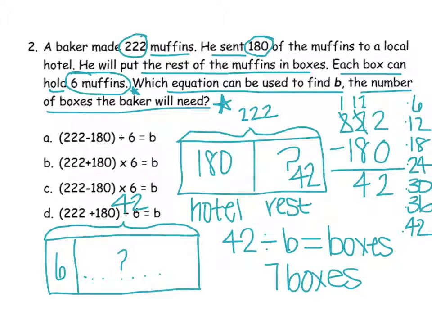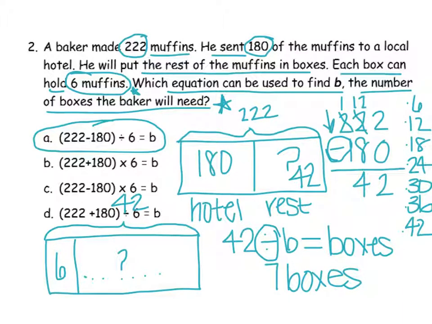So now let's look at our choices. Which equation did I use in order to figure out this problem? Think about what you did first. What did you subtract? Then what did you do next? We divided. So which of these choices shows that we subtracted 222 minus 180 and then divided by 6? Pause the video while you work and replay when you are ready. So the choice is letter A.